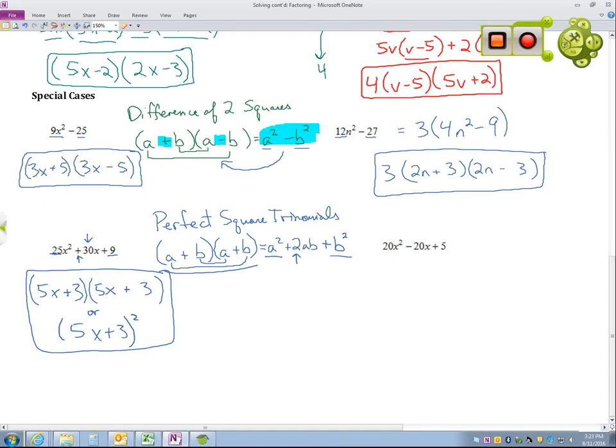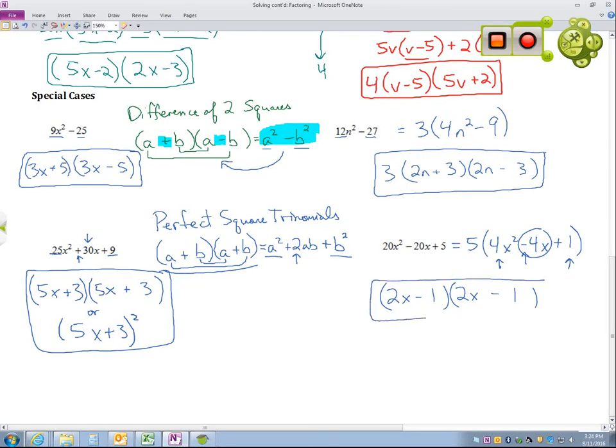Okay? This next one, I don't have perfect squares, but again, I notice a GCF. All of these are divisible by 5. When I pull the 5 out, I've got 4x squared minus 4x plus 1. And now I see a perfect square and a perfect square, so I'm going to go ahead and try that. I will be checking my middle term. So the square root of 4x squared is 2x. The square root of 1 is 1. This is negative, so I'm going to put negatives in both of these. And let's double check. 2x times negative 1 doubled is negative 4x, so that does work. And that is my answer.